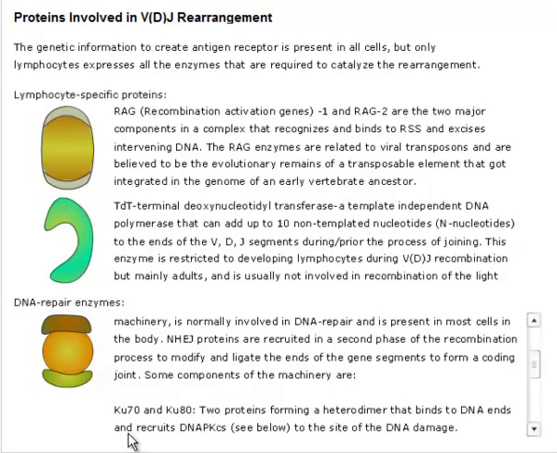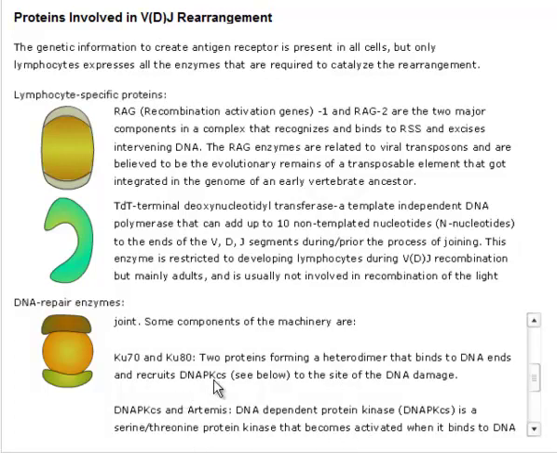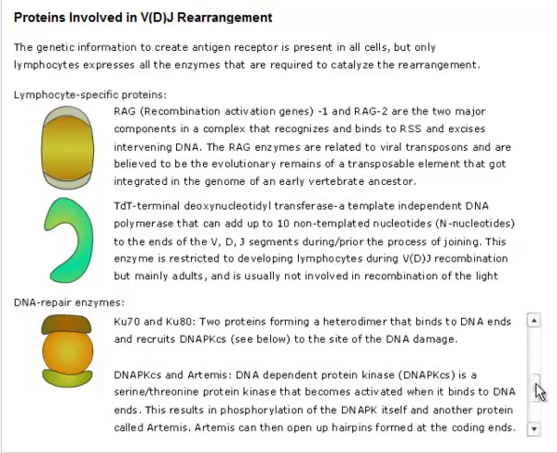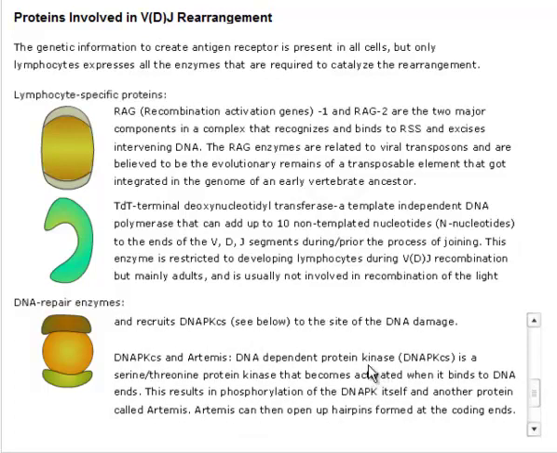So two proteins that are involved in this process are the Ku70 and the Ku80 proteins. These proteins form a heterodimer, and they bind to DNA ends, and they recruit proteins called DNA-dependent protein kinase catalytic subunits to the site of the damage. So these protein kinases, if you'll remember, a kinase is an enzyme that phosphorylates another protein or another enzyme at the serine or threonine residues or amino acids.